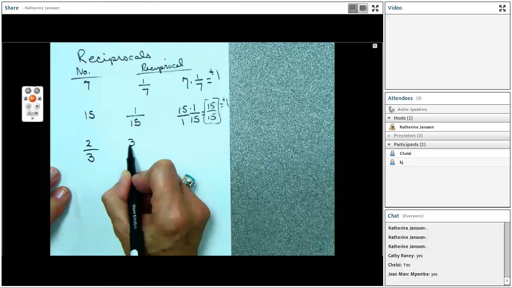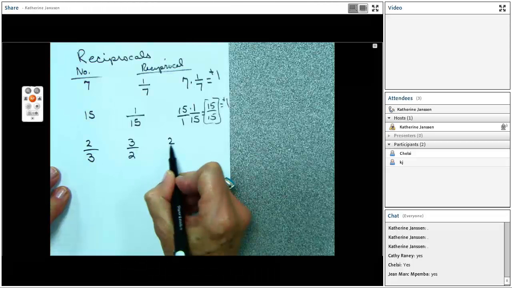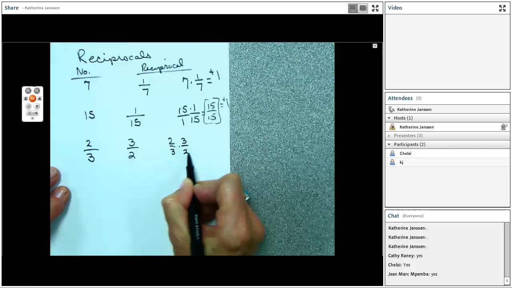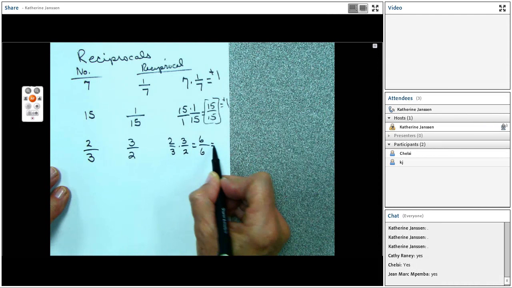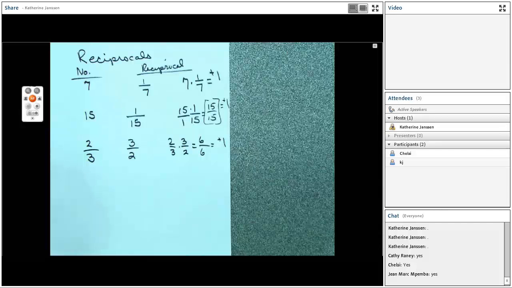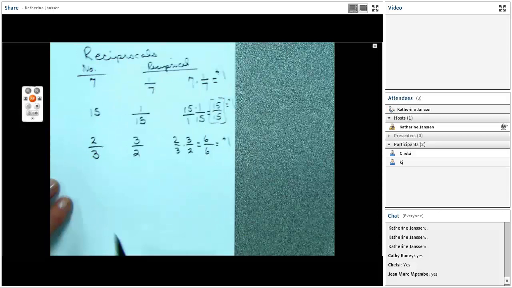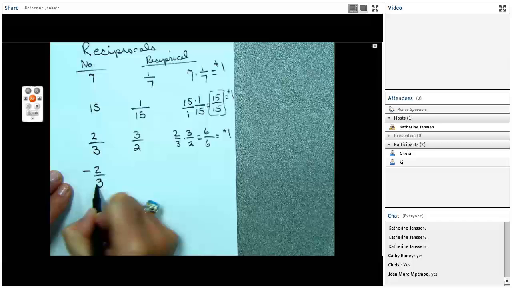Flip it. 2/3 times 3/2 would be 2 times 3 is 6, 3 times 2 is 6. That's another name for positive 1. So sure enough, that works. But how about something like a negative 2/3?